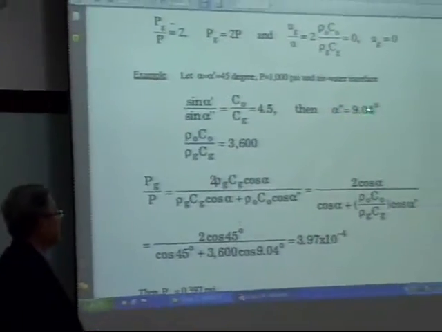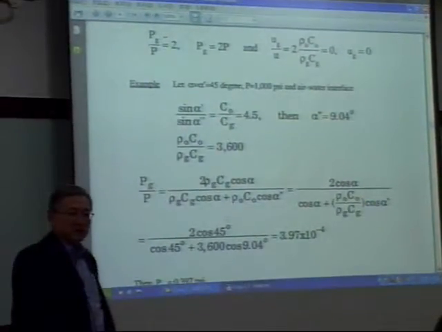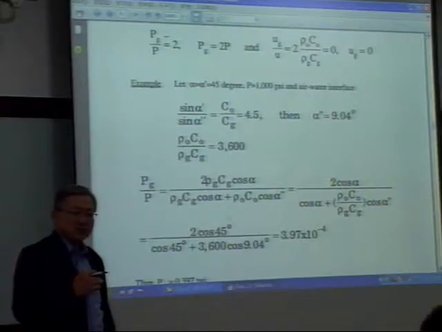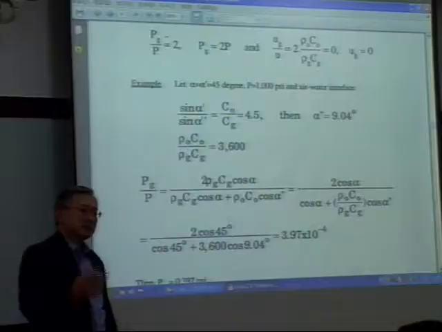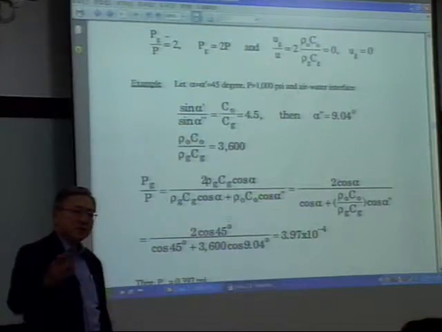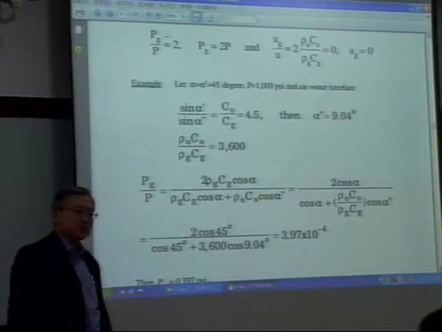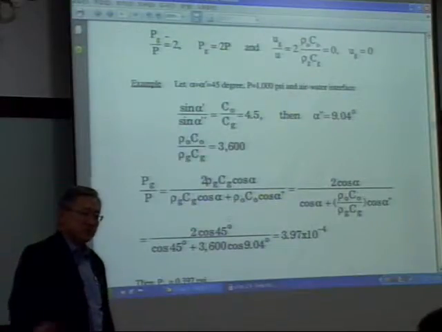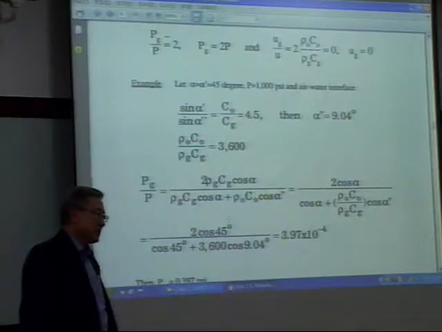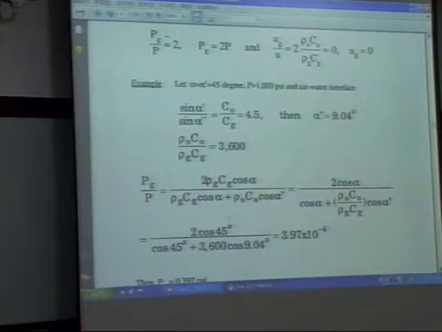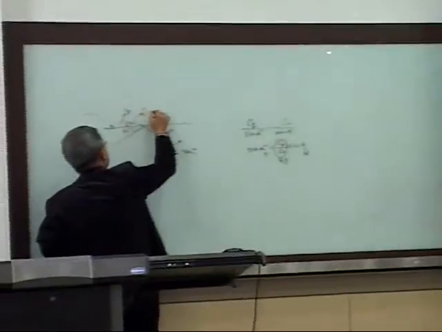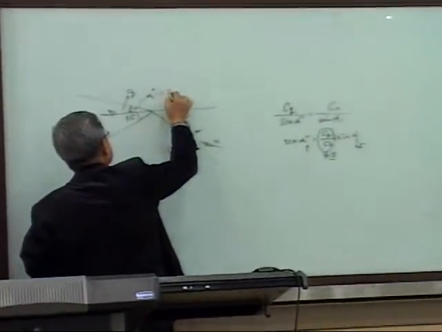Then alpha double prime happens to be 9 degrees. Here, remember, this is a really simplified approach to compute all these angles. Other parameters could affect it, of course: temperature effect, pressure effect, salinity effect, but those are still minor. So 9 degrees. So this is 9 degrees here, and 9 degrees here, about 9 degrees.